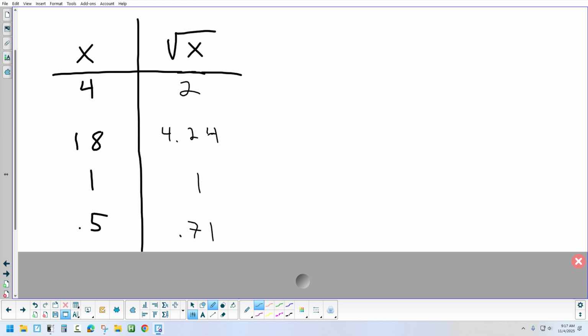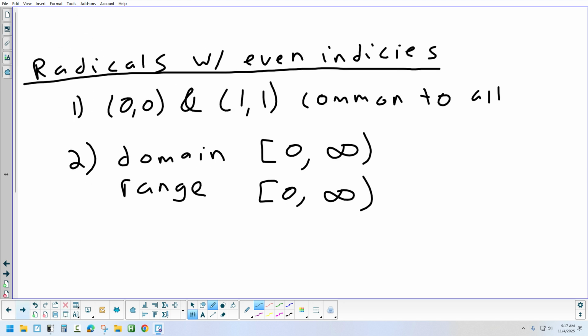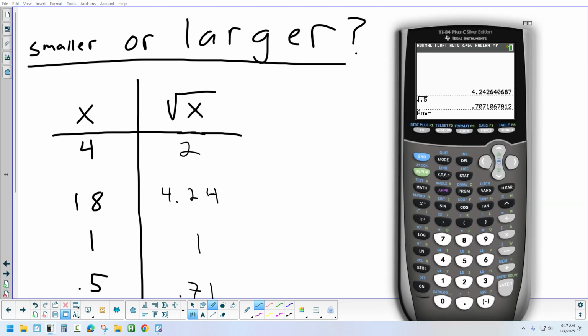Okay. Any questions on that? Okay. So let's graph an even root and an odd root. I just want you to see the difference between the two, and I'm going to show you how you type in roots. Okay, let's do a square root. You have a button for that one.